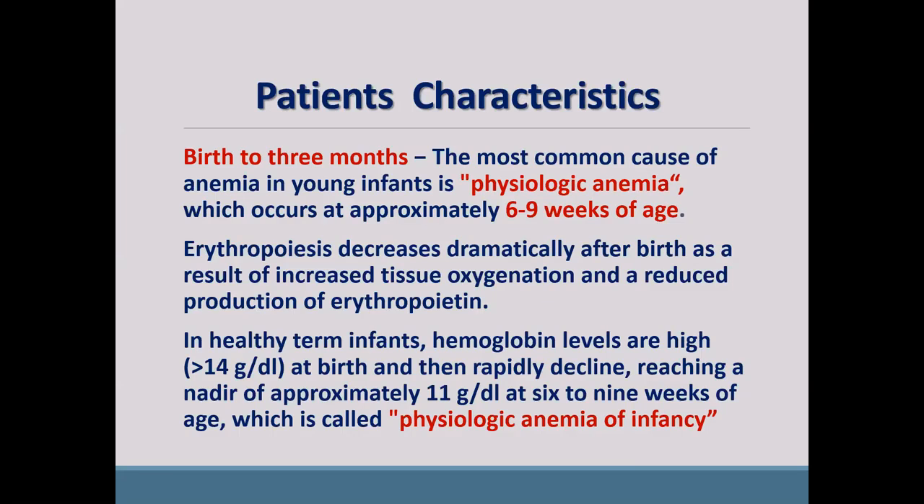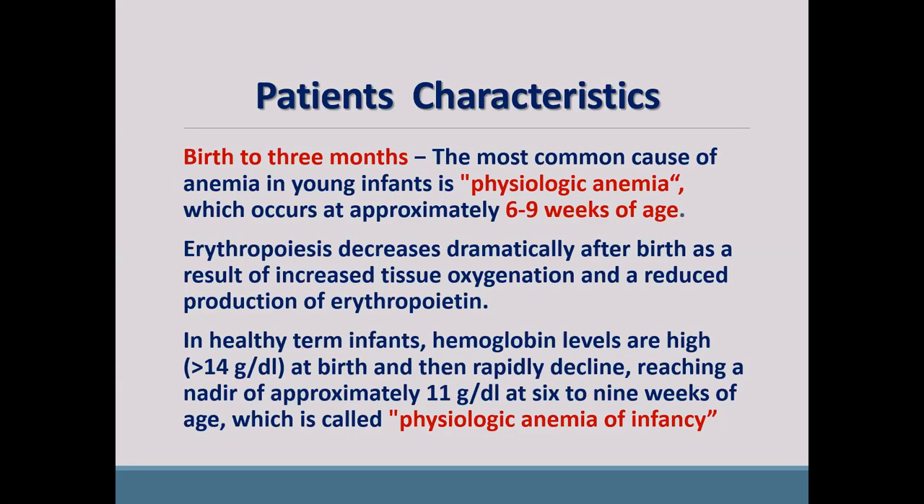We will start with patient characteristics according to age. From birth to 3 months, the most common cause of anemia in a young infant is physiologic anemia, which occurs between 6 to 9 weeks of age. As you know, erythropoiesis decreases dramatically after birth due to increased tissue oxygenation and decreased production of erythropoietin.